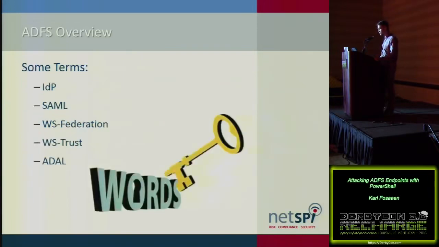We're going to talk about a couple of different terms here that probably will come up throughout the course of this talk. IDP is an identity provider. If you have ADFS hosted from somebody else or some kind of single sign-on, that would be an IDP, or an identity provider. We're actually going to see one of them later on in here. SAML, WS Federation, WS Trust, and ADAL are all kind of different standards for authenticating to ADFS. We're not going to dive too deep into each of these.